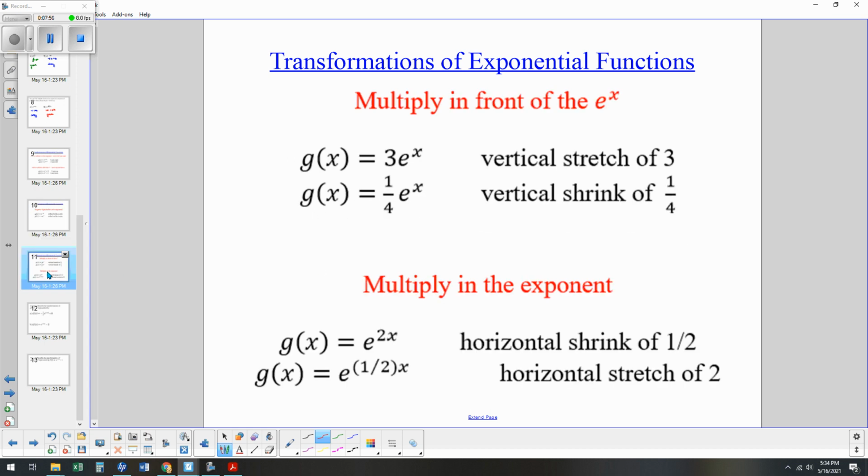Okay? And then the last thing would be our vertical and horizontal stretches and shrinks. So if we're multiplying in front of the e, that's vertical. So bigger than 1 is a stretch, so vertical stretch of 3. Less than 1 is a shrink, so vertical shrink of 1/4. If we're multiplying within the exponent, so it's 2 times x, this is again where I'm going to take the reciprocal. So the reciprocal of 2 is 1/2, so it's a horizontal shrink of 1/2. And the second one, 1/2 is the number, so take the reciprocal of that, it's 2. It's a horizontal stretch of 2.